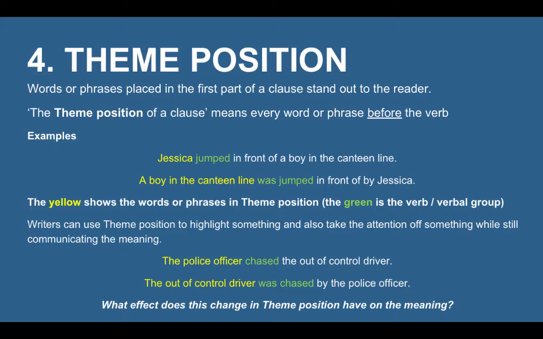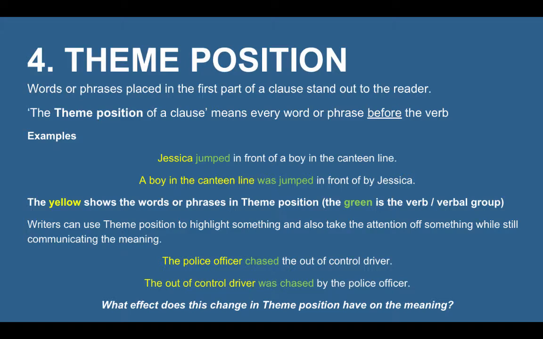The same is true with a boy in the canteen line was jumped in front of by Jessica. You can see with that example that it doesn't quite feel right or as correct as the first sentence. And that's because usually we put the person who does the verb in the first position. It's just the natural way. Usually when we speak to people, that's the way that we do it.